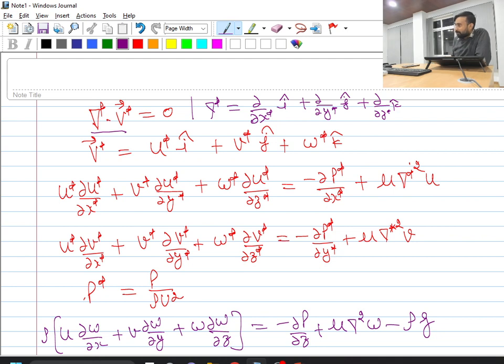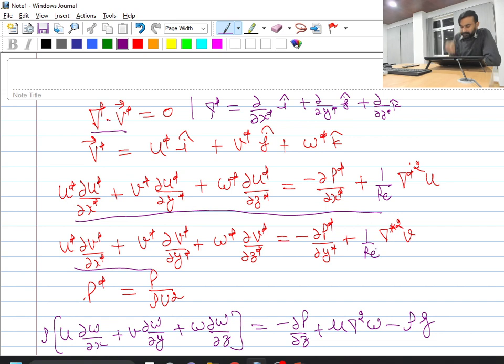Similarly, we substituted the non-dimensional forms of the dimensional variables into our x momentum and y momentum equations, and we got these two equations. Now one mistake I am making over here: this was not mu, it was 1 by Reynolds number. So this is my x and y momentum equation. But I also have to use a similar approach for non-dimensionalizing my z momentum equation.